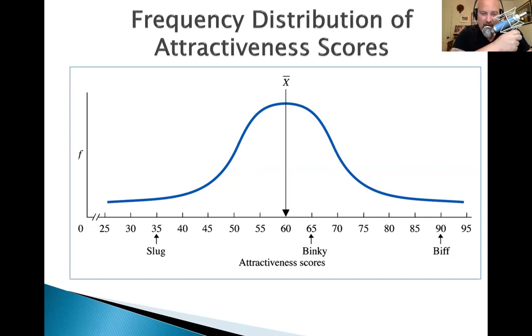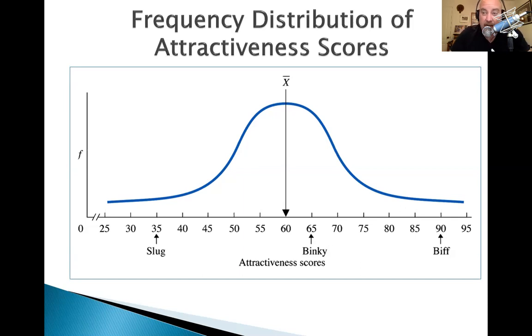Let's look at Slug, Binky, and Biff. Right away, without doing any calculations, we can see that Biff over on the right has a score of 90, which is very different from the average score of 60, much higher. So that's probably going to be an atypical score. We'll do the official calculations to find out. Slug on the other side has a score of 35, much lower than the average, so Slug's is probably an atypical score too. Not many people have scores as low as Slug's, just like not many have scores as high as Biff's. But Binky is close to the average.